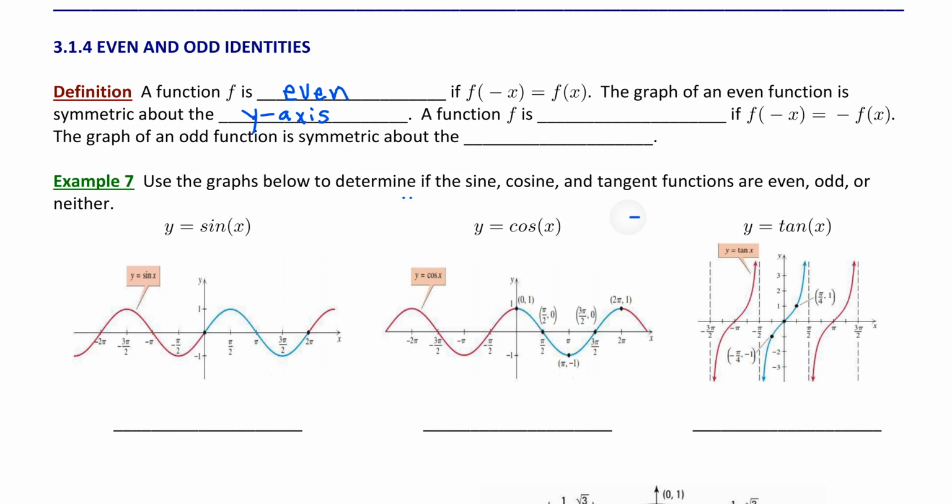So this algebraic test that we have listed here reveals the fact that if I have an x and a negative x, that is a positive argument, we'll call it x, and a negative argument, negative x, where the function values or the y values are the same, then those 2 points are reflections of each other across the y-axis. So even functions, therefore, are symmetric across the y-axis. On the other hand, a function f is odd if f of negative x equals negative f of x. That is, the graph of an odd function is symmetric about the origin.